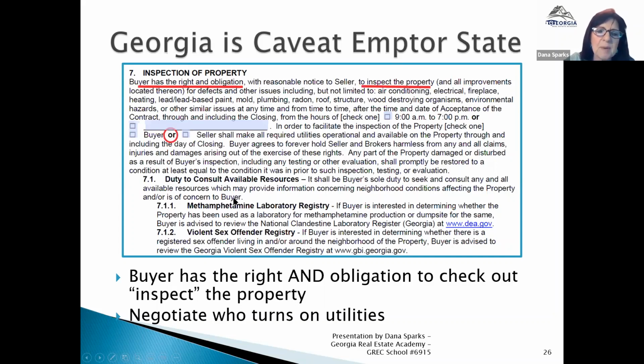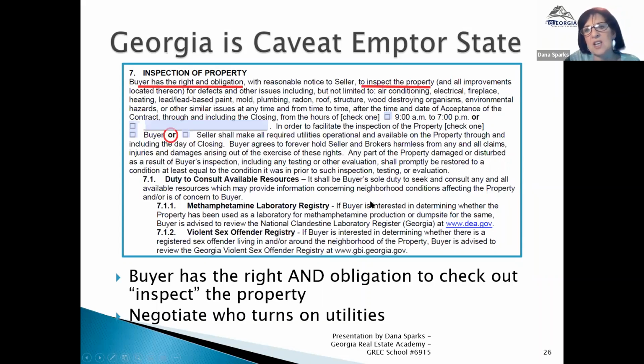And then in general, the buyer's responsible for doing your own due diligence and checking out if the property was registered as a meth lab, or is on the violent sex offender list. I'm telling you guys right now, gbi.georgia.gov, you can look up the violent sex offender list. It's a frightening list. And if you put in your own property address, you might put your house up for sale. So this is important for a buyer to know. These things often get overlooked.